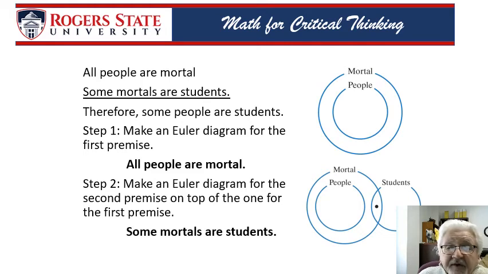Now, it says some people are students. How would that look? Well, some people are students means that there's an intersection between the students and the people. So then can we conclude that some mortals are students? Well, yeah, because right in here, we've got the area of mortals that happen to be students. Does that make sense?